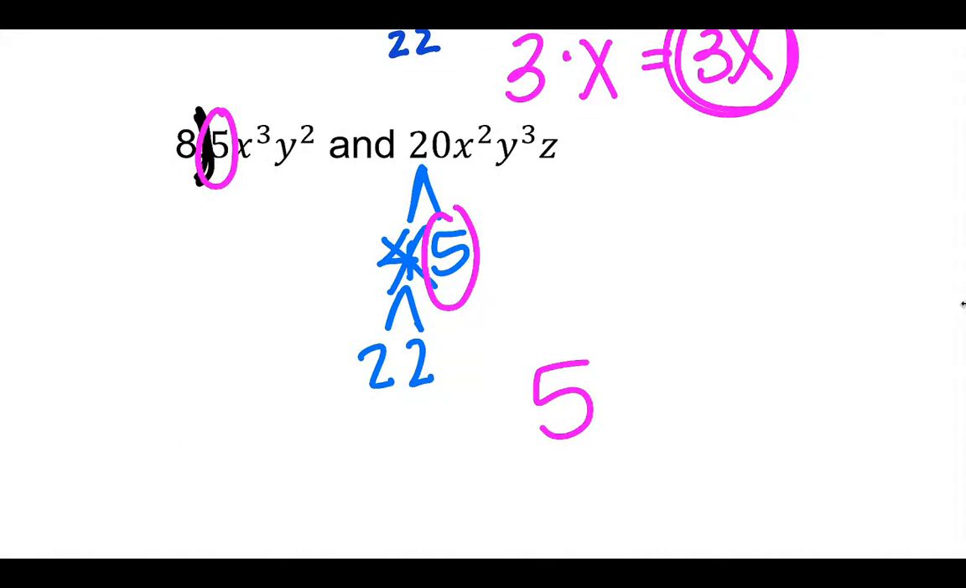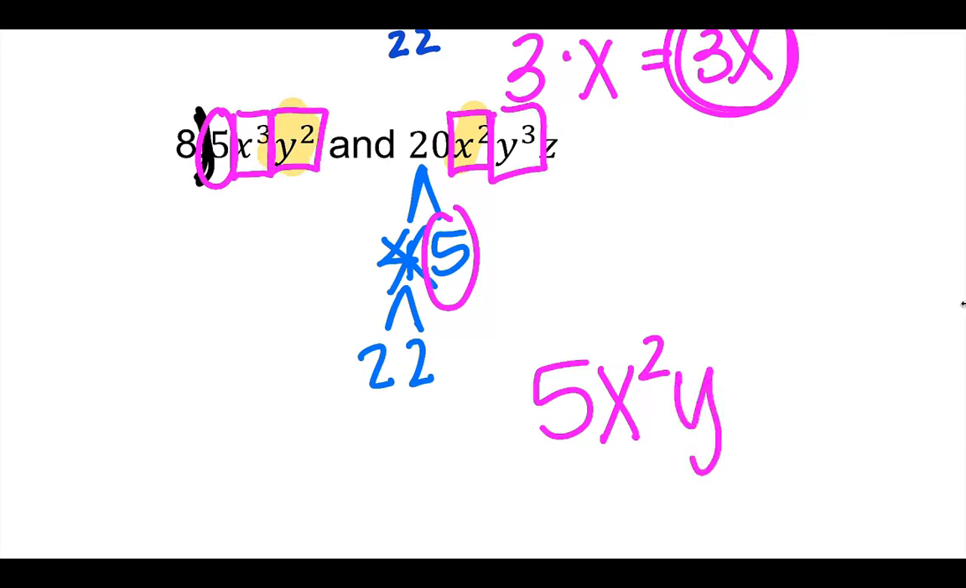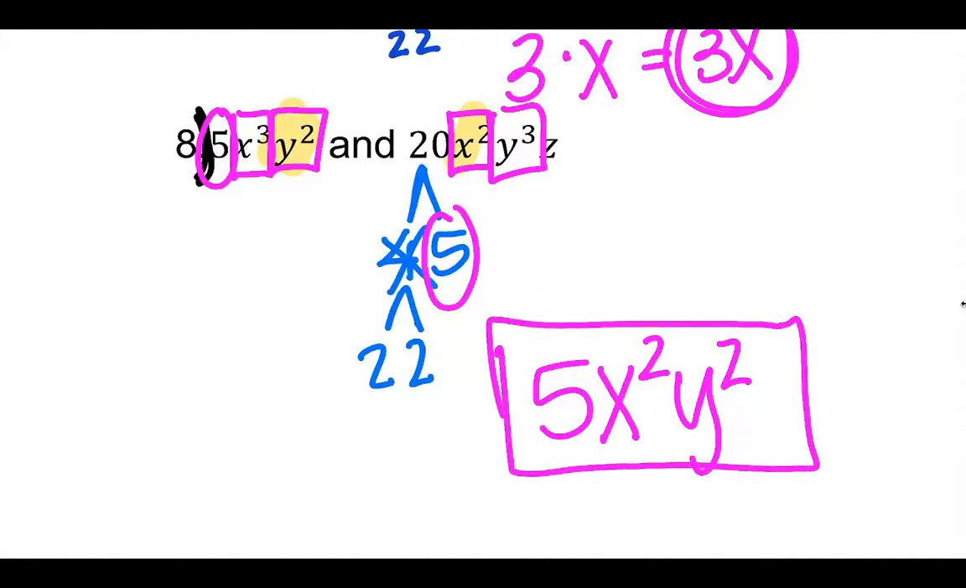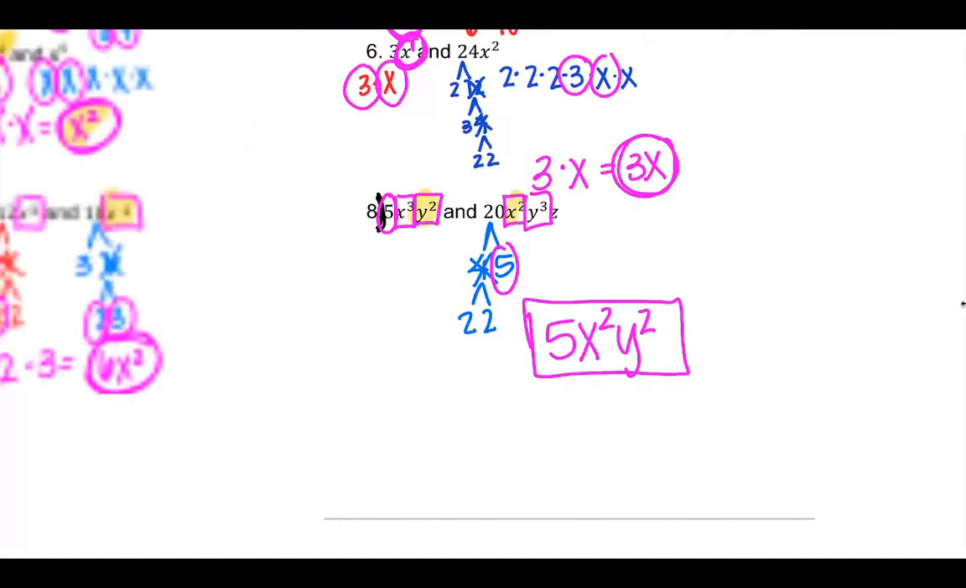Then I'm looking for my x's. I've got x to the third and x squared. So x squared would be the biggest x exponent I could take out. Then I've got y squared and y cubed. Again, y squared is the smallest one, so it's the biggest thing I could take out of both of them. And then I have a z over here, but I don't have one over there, so I can't take it out. It has to be shared between the two. So 5x squared y squared is the biggest thing I can take out of both of those monomials.